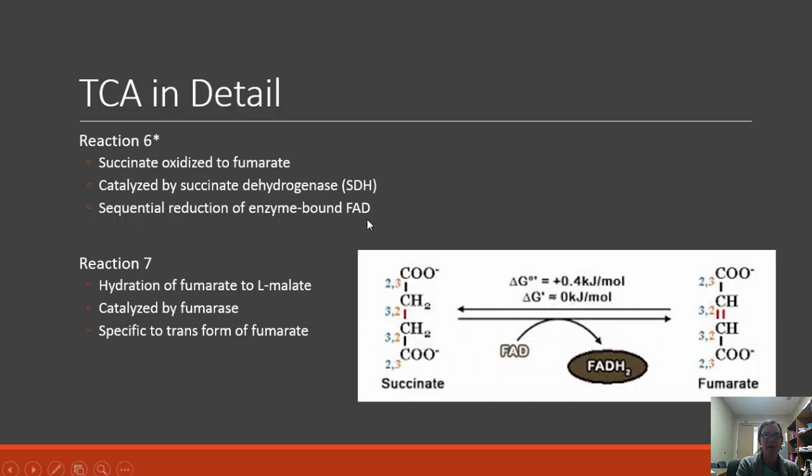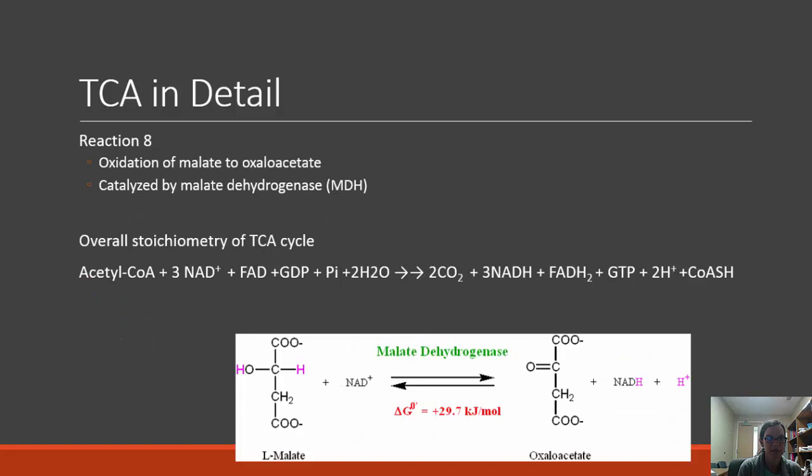Okay, in reaction 6, we have another dehydrogenase, which is a signal to us that we are going to reduce FAD to FADH2. That's going to go to the electron transport chain. Reaction 7 is a hydration reaction, not one of our more important ones. Okay, and then in reaction 8, we have another dehydrogenase reaction, and again, we are going to transfer our hydrogens onto our NAD, so we produce NADH, which goes to the electron transport chain.